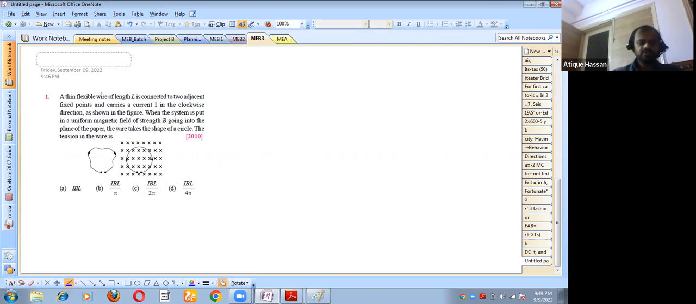a thin flexible wire of length L is connected to two adjacent fixed points and carries a current I in the clockwise direction, as shown in the figure. When the system is put in a uniform magnetic field of strength B going into the plane of the paper, the wire takes the shape of a circle, right? The tension in the wire.